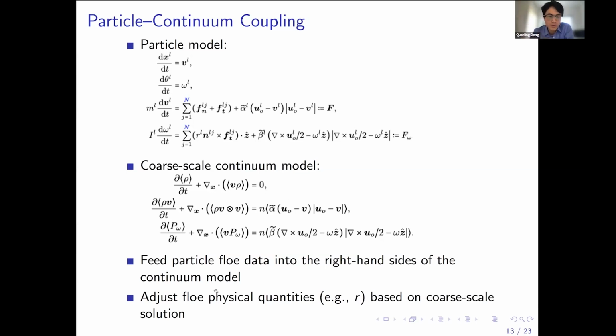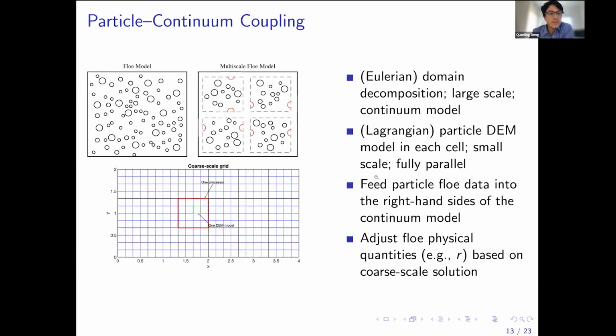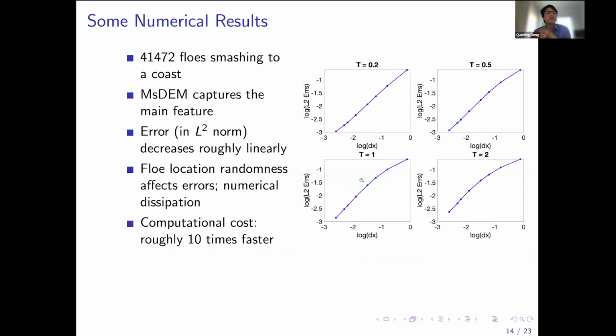And in the other direction, we solve this continuum model and adjust the flow physical quantities on the particle model. This is also for the purpose of parallel computing, so we do the parallelization at the level of the continuum. So this is the overall coupling procedure. We feed it in two directions. So this is quite a simple framework.